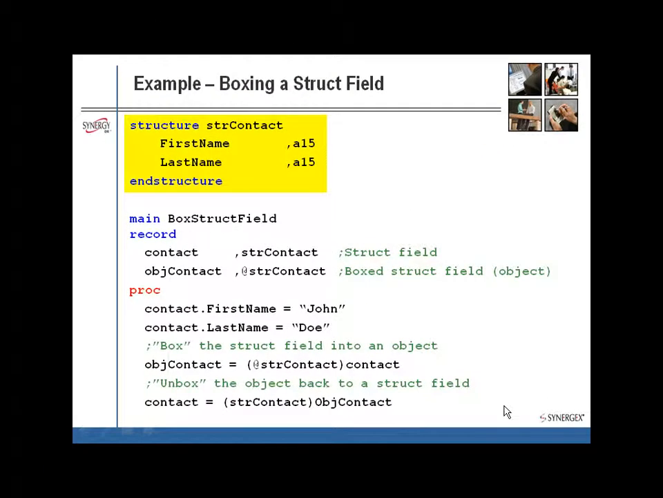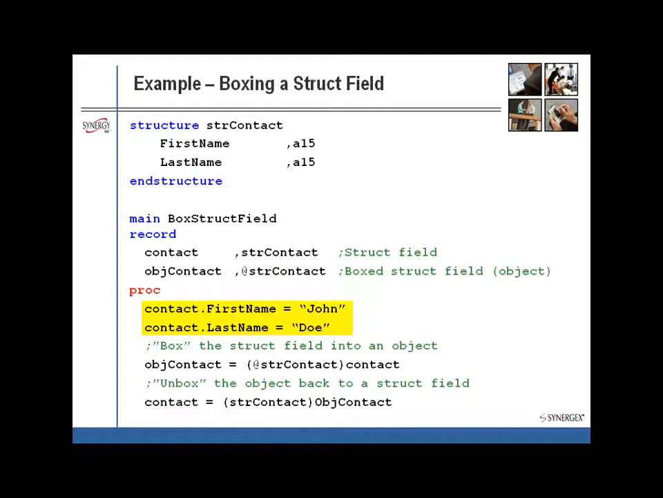Here's an example of boxing a record. Actually, what we're boxing here is a struct field, but the results are essentially the same. First, you'll notice that we have a global structure called strContact. Then we define a struct field called contact based on that struct. We also define a variable called objContact, which is defined as @strContact. This is an object variable of type strContact.